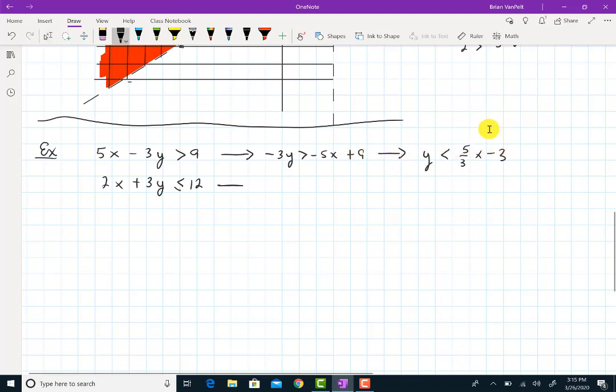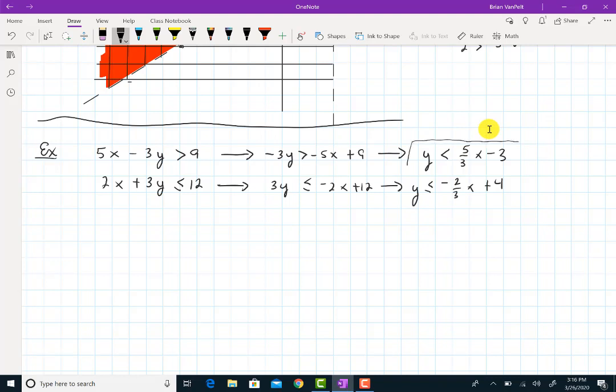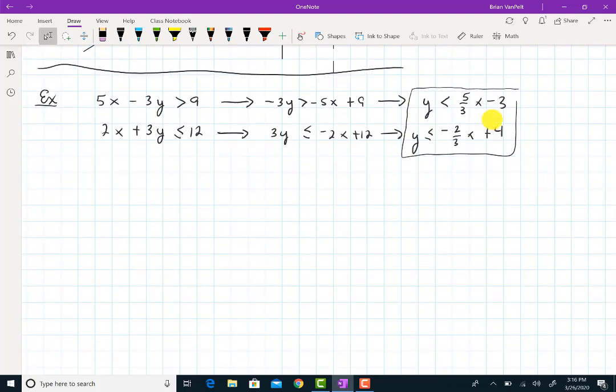I'll do the same thing on the other one. First thing I'll do is subtract 2x. So I have y less than or equal to -2x plus 12. And then this time I don't have to change the inequality symbol when I divide by 3 because it's a positive number. I'll get -2/3 x plus 4. So these are the ones I'm actually going to use for graphing instead of the ones given to me. It's a lot easier to graph when you have it in slope-intercept form.